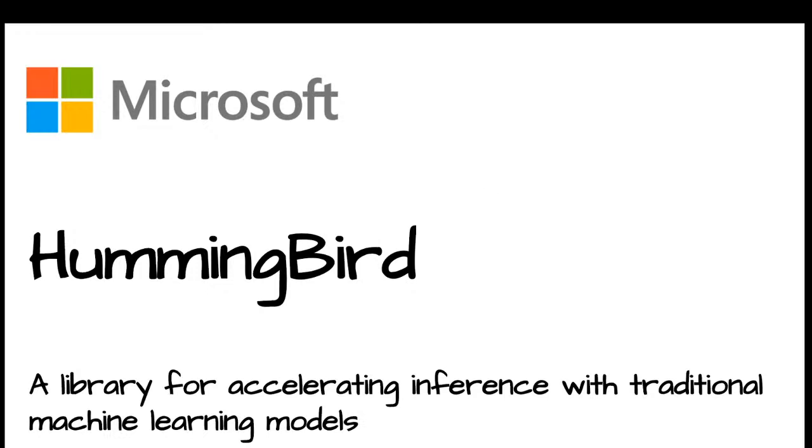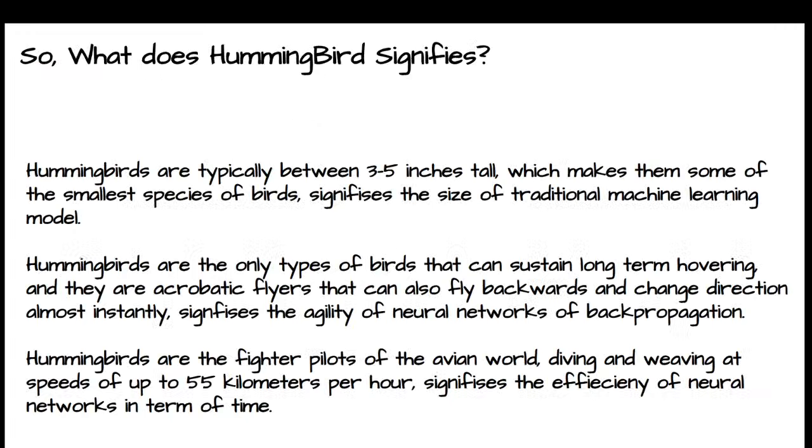So yeah, what is hummingbird? Hummingbird is a library that is proposed by Microsoft for accelerating your traditional machine learning models so that you can convert them to deep neural networks and gain some of the advantages presented to you by Microsoft. Like you can use your GPUs, you can use the DNN optimizers and all. So let's continue.